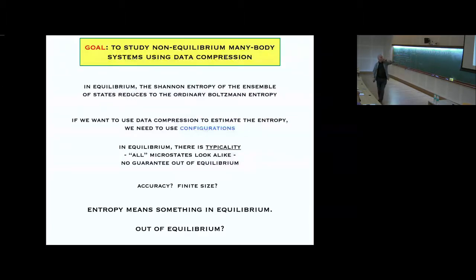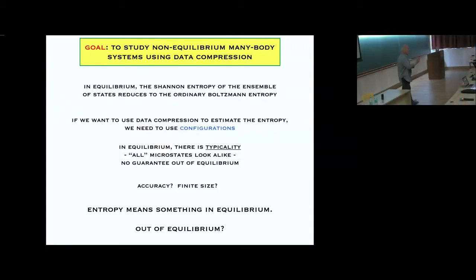Okay. So now I want to show you some results, and to do that, I'm going to have to show you a few models. My goal is to study non-equilibrium many-body systems using data compression. I want to look at the length of compressed microstates, and I want to claim that this is a proxy for the Shannon entropy. Don't care about whether the thing converges quickly or slowly. I'm just going to throw this out to you, and let's see what we get.